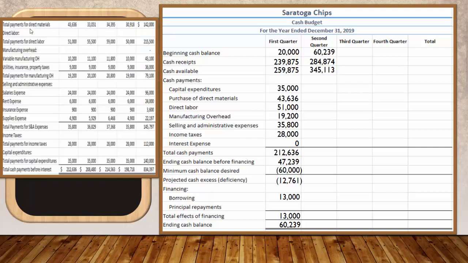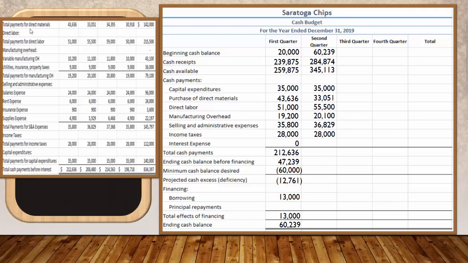Again, we need to go to our schedule of cash payments to figure out how much we spent on these various activities during the period. Our capital expenditures in the second quarter was once again $35,000. Our purchase of direct materials during the second quarter was $33,051. Our payments for direct labor during the second quarter were $55,500. Our manufacturing overhead payments were $20,100. Our selling and administrative expenses were $36,829. And our payments towards income tax were $28,000.